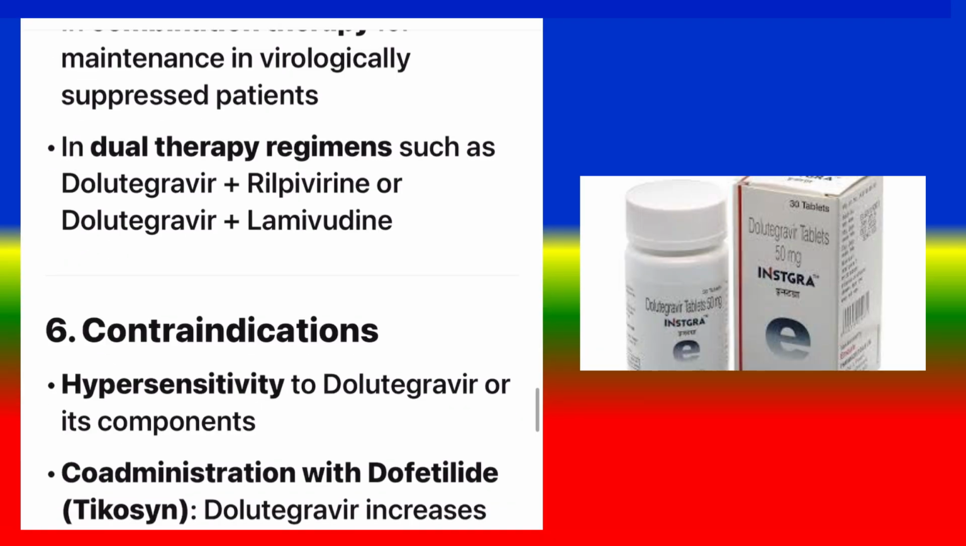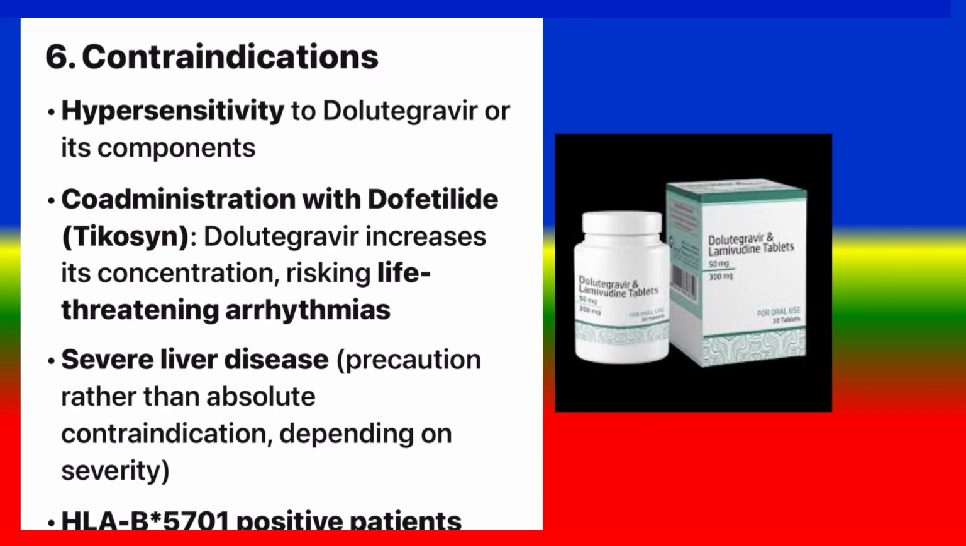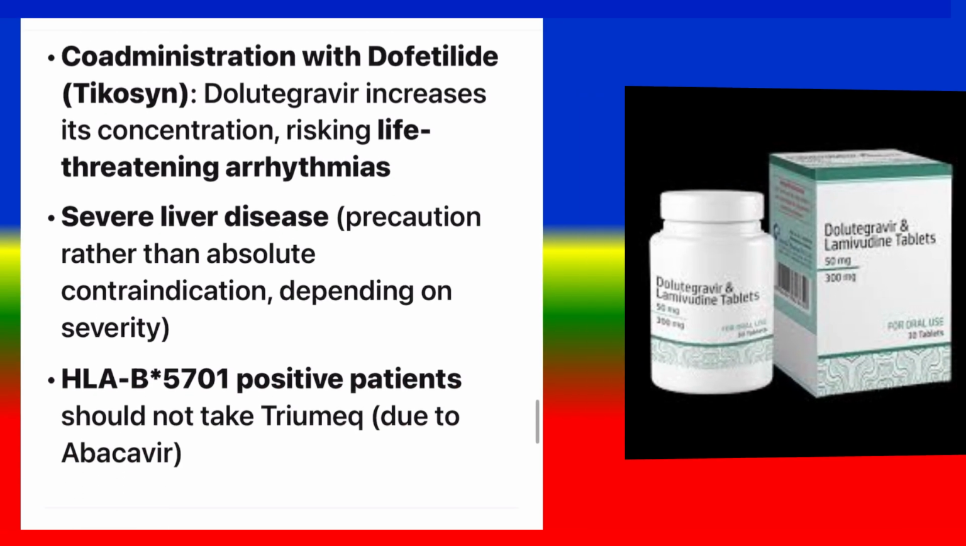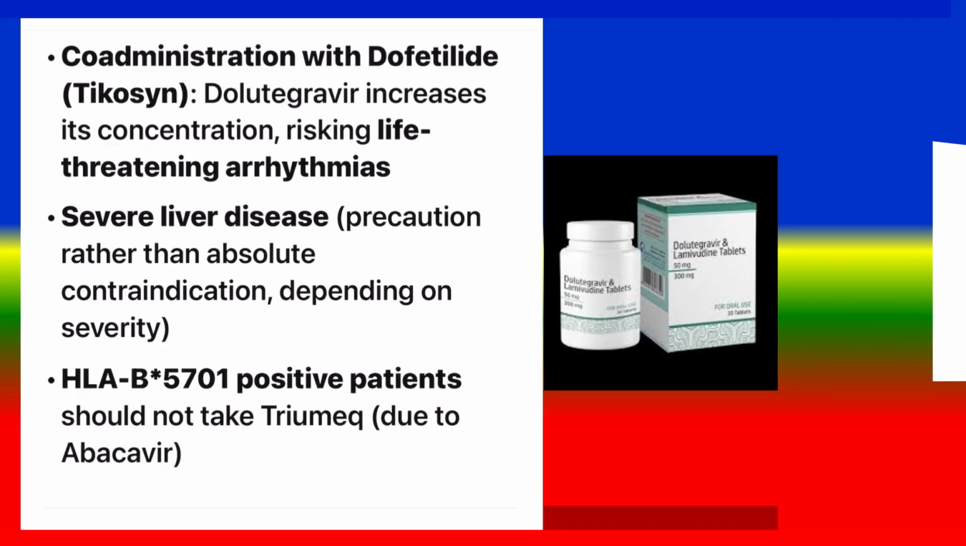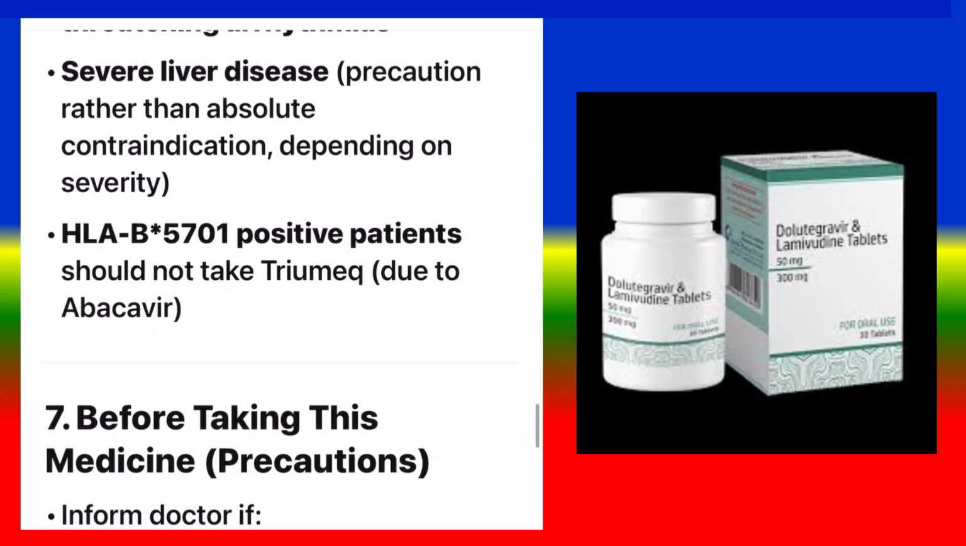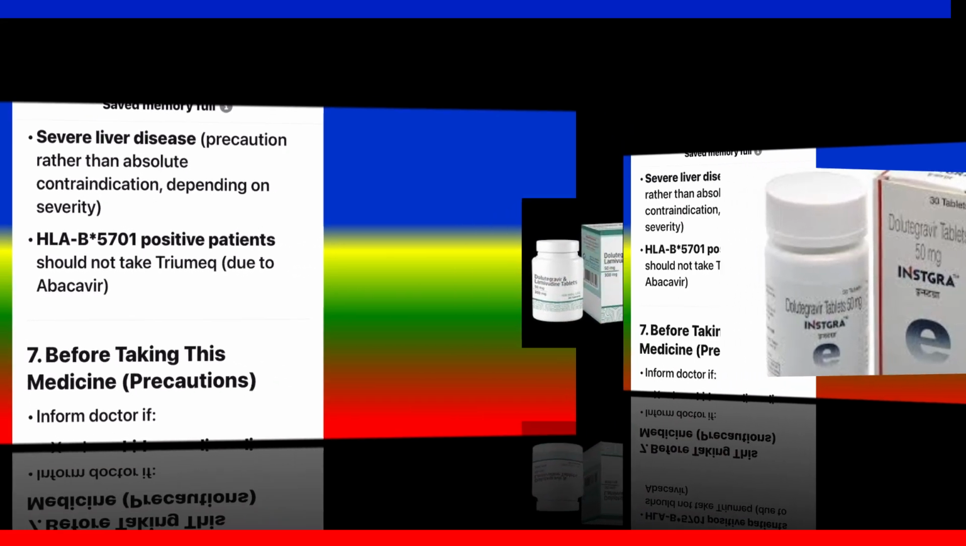6. Contraindications: hypersensitivity to dolutegravir or its components; co-administration with dofetilide. Dolutegravir increases its concentration, risking life-threatening arrhythmias. Severe liver disease: precaution rather than absolute contraindication, depending on severity. HLA-B 5701 positive patients should not take Triumeq due to abacavir.